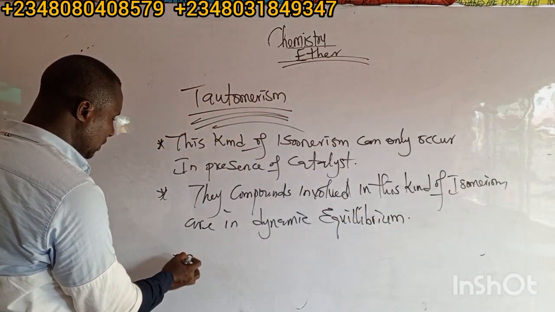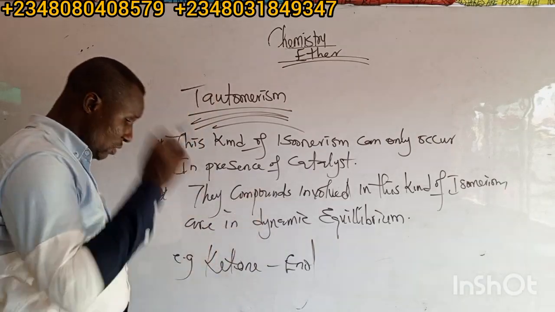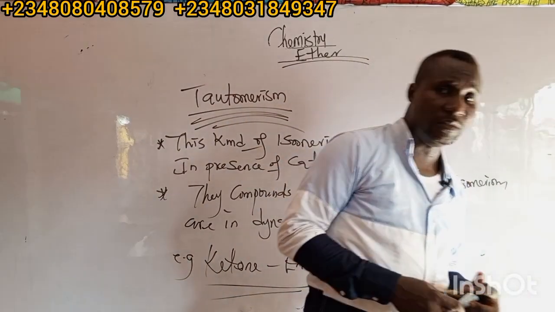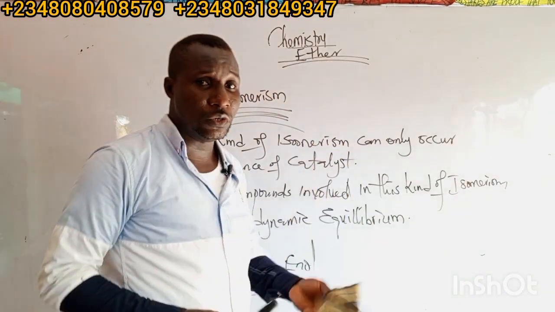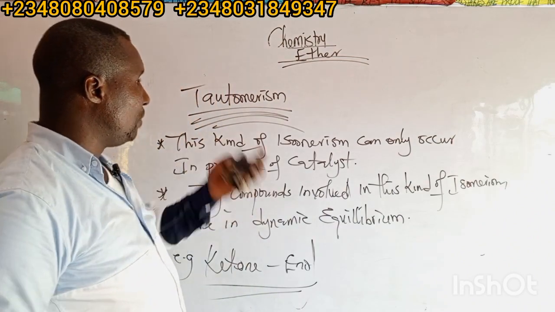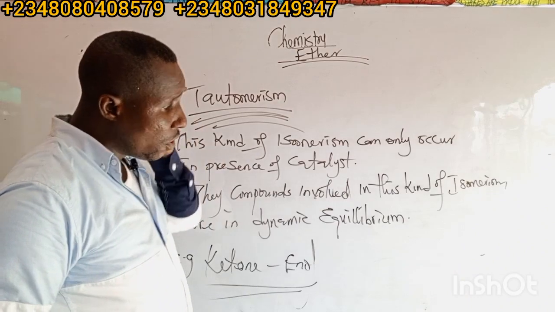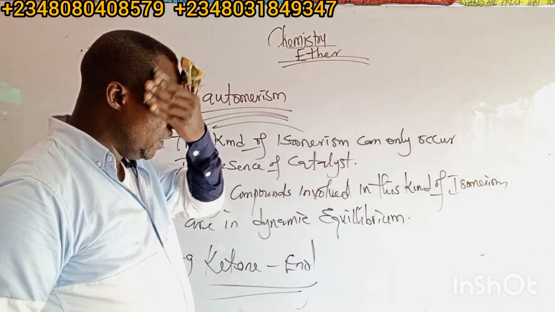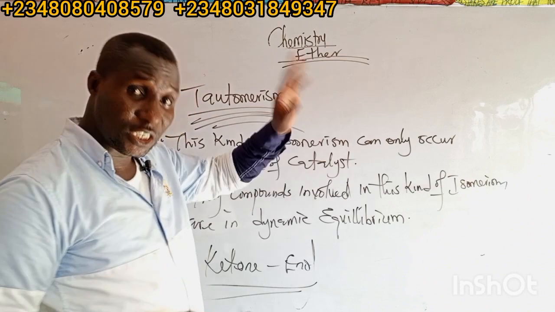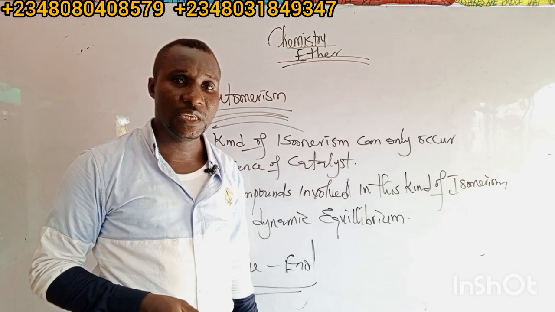Take note of that. An example of this is when you have ketone and what? Enol. These two exhibit what? Tautomerism. It can take a lot of time for me to explain tautomerism, but in JAM, they can't go beyond this. It's a kind of isomerism that occurs in the presence of catalyst, and the compounds involved are in dynamic equilibrium. There's no need for me to waste time. A video on tautomerism will be released in which I will explain the meaning of tautomerism and the structure of compounds that exhibit tautomerism.